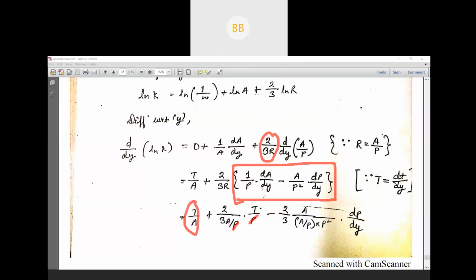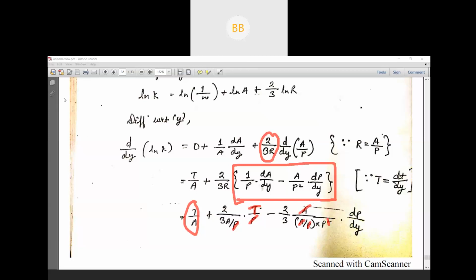and then dA by dy we can write on top. We have already discussed this. Minus, again we multiplied 2 by 3 r with this term, so 2 by 3, in place of r we can write A by p, and here we already have A by p square. So here it will be squared and this p will be cancelled out. This area is also cancelled out.